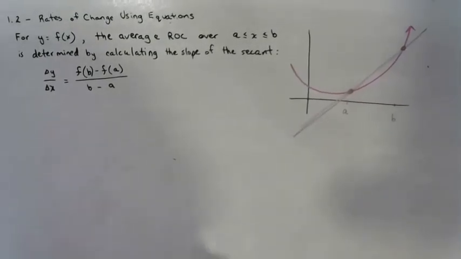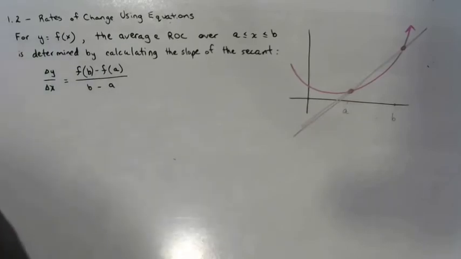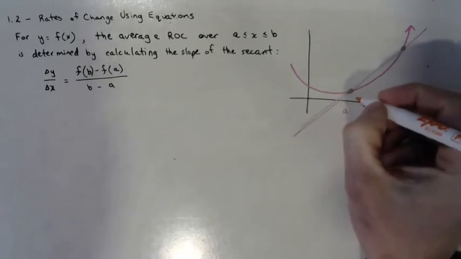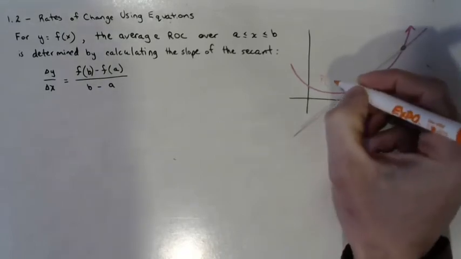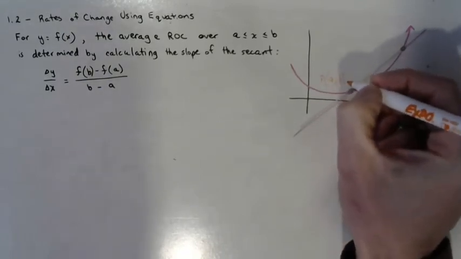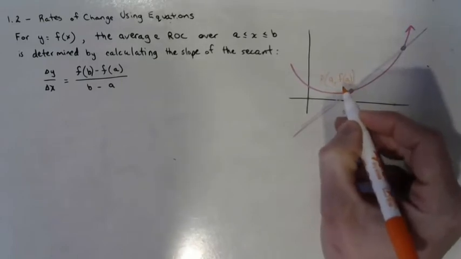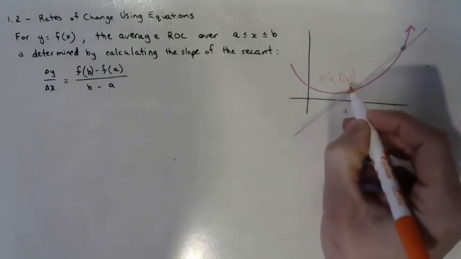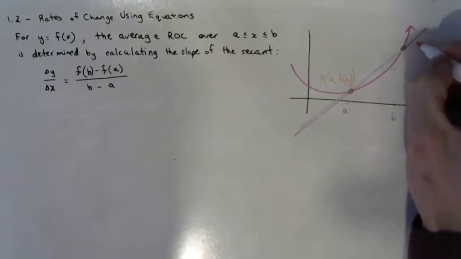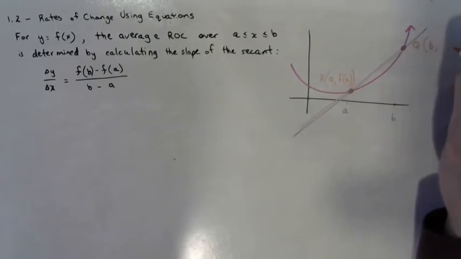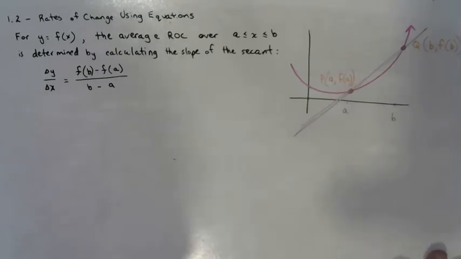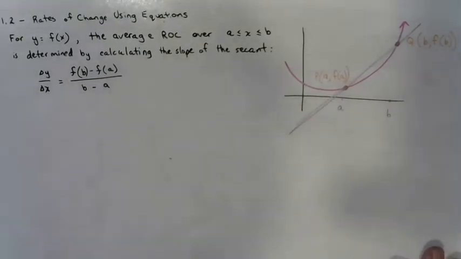So then our points of reference here, we can call them point P, which has the coordinates A, f of A, right? That's x and y, A and the value of the function at A. And then we have point Q. Again, P and Q are the main letters that we're going to use for arbitrary points on a curve. And the coordinates of Q are B and f of B.